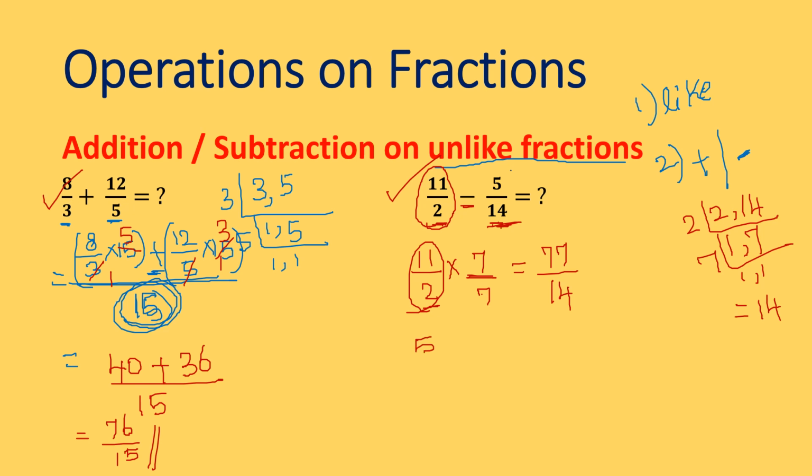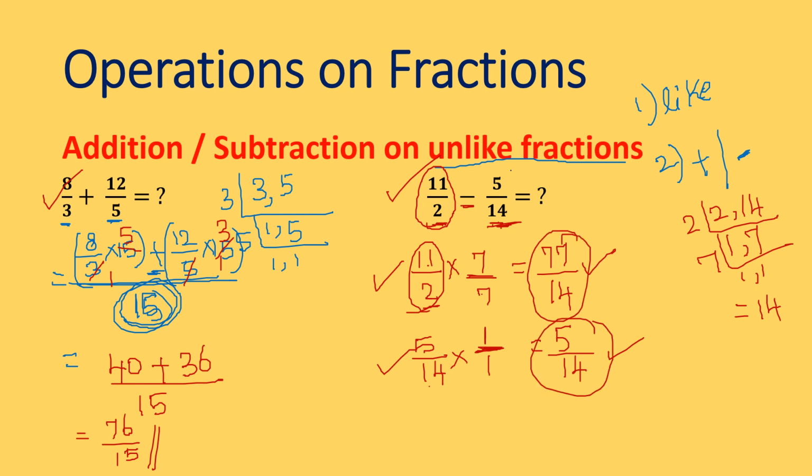And take the next one. It is 5 by 14, and we need to multiply it by some fraction so that the denominator stays 14. What will give you 14? Obviously it is going to be 1, so the numerator is also going to be 1. 5 ones are 5. So now you have converted 11 by 2 as 77 by 14 and 5 by 14 as 5 by 14 only. Now see, both fractions have the same denominator. So now we can do the subtraction.